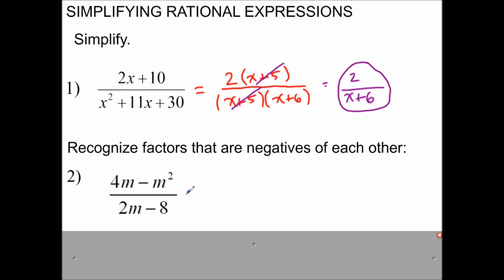Okay, so hopefully you recognized in the numerator, I've got an m as the GCF. So I've got a 4 minus m left. In the denominator, I've got a 2 as the GCF, and I've got an m minus 4. Clean that up. These are not the same factors because the order matters in subtraction.